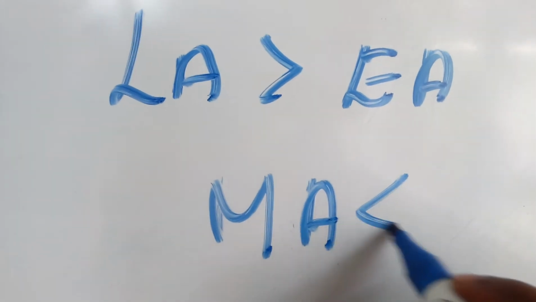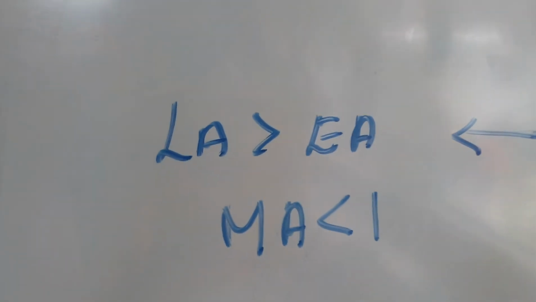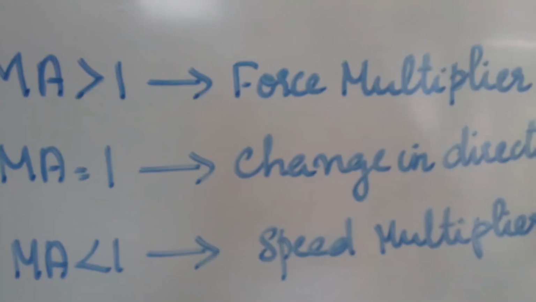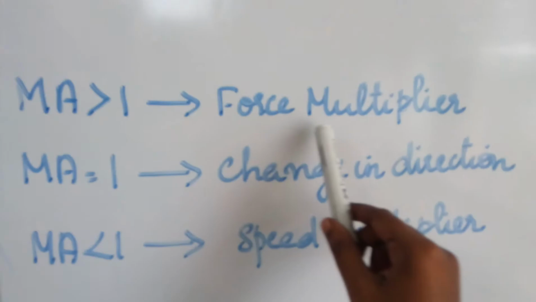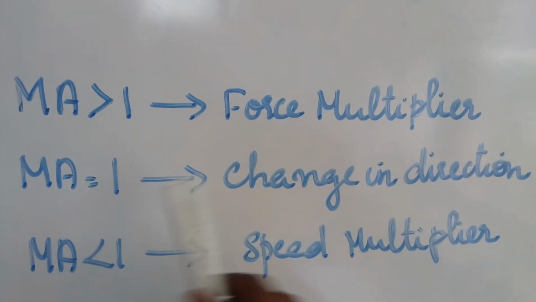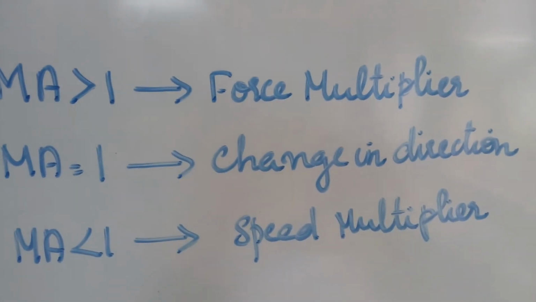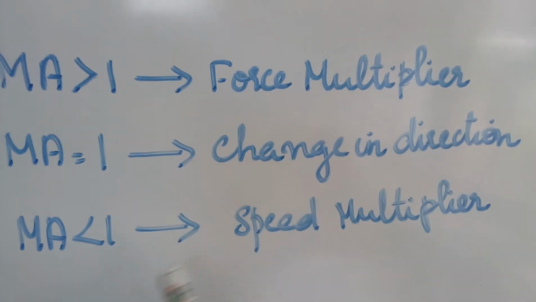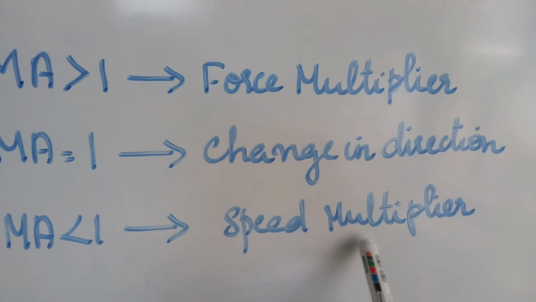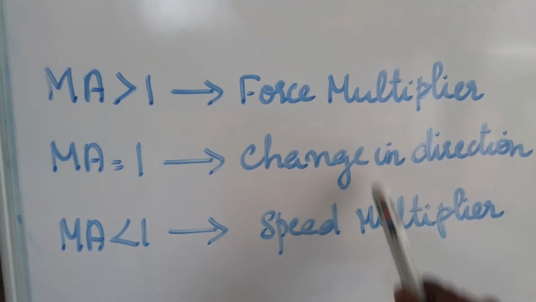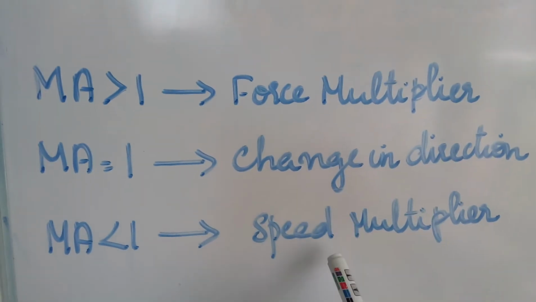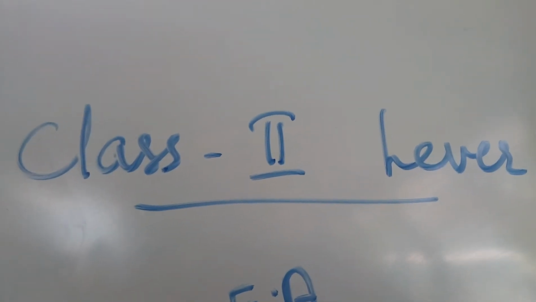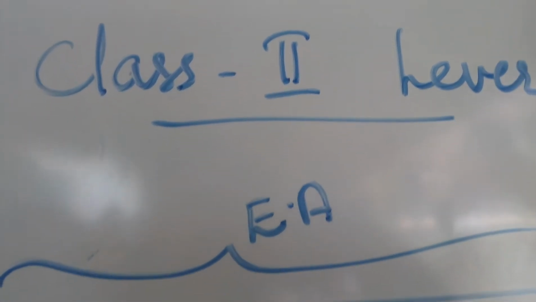In the second case, mechanical advantage is greater than 1. So, the function will be as force multiplier. In the third case, mechanical advantage is less than 1. So, the function will be as speed multiplier. So, if mechanical advantage is greater than 1, force multiplier. If it is equal to 1, change in the direction of the effort to a convenient direction. If it is less than 1, it acts as a speed multiplier. So class 1 lever has 3 functions.